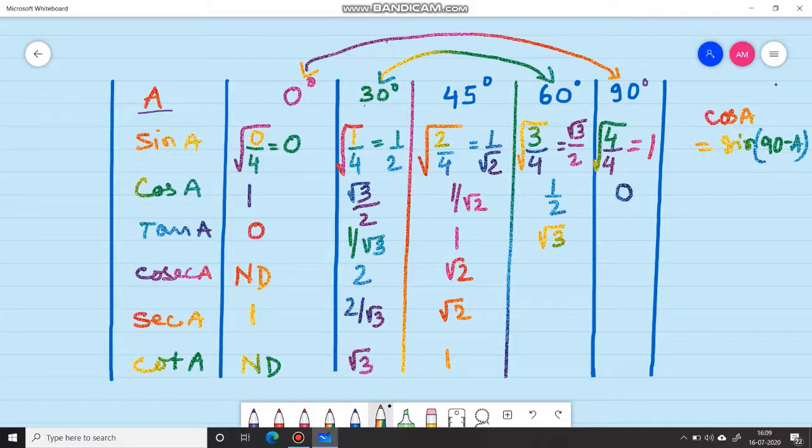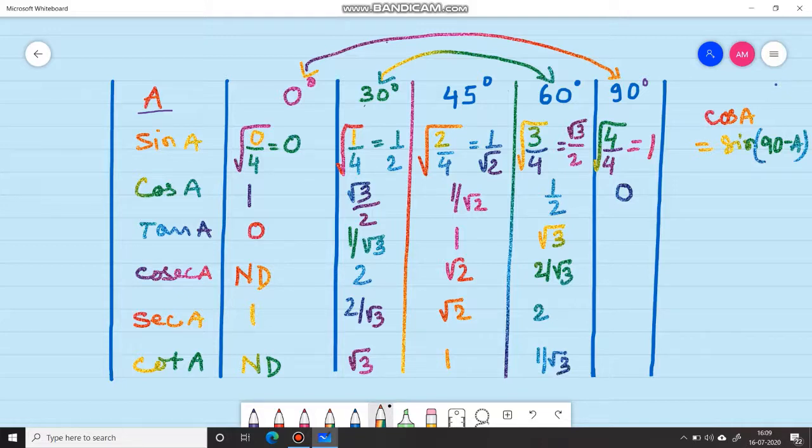Sine is root 3 by 2, so you will get 2 by root 3 here. Now sec 60. Cos 60 is 1 by 2, so sec 60 will be 2 by 1, or 2. Now see here cot 60. How much is your tan? Tan is root 3. So 1 by tan means 1 by root 3. So here you will be getting cot 60 as 1 by root 3.